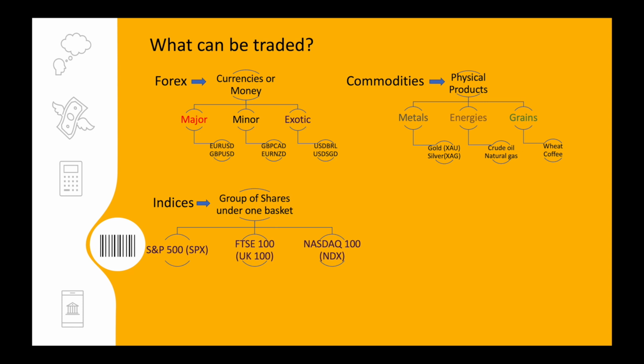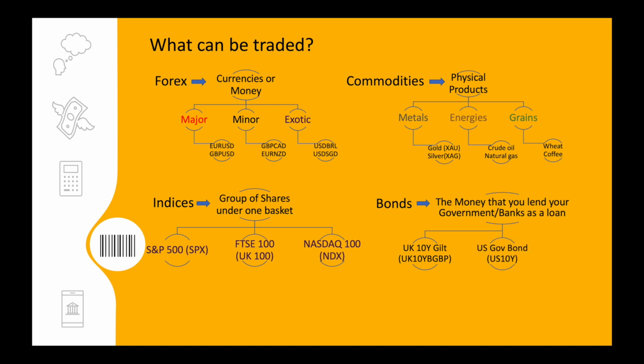What else can be traded? Bonds. What are bonds? This is simply the money you lend your government or the bank as a loan, for an interest, of course. I'm going to give you examples of these loans. We have UK 10-year gilt, which is the UK bond, the US 10-year government bond. Or you can get the US 30-year bond, which is 30 years of making money. You can give your government a 30-year loan.